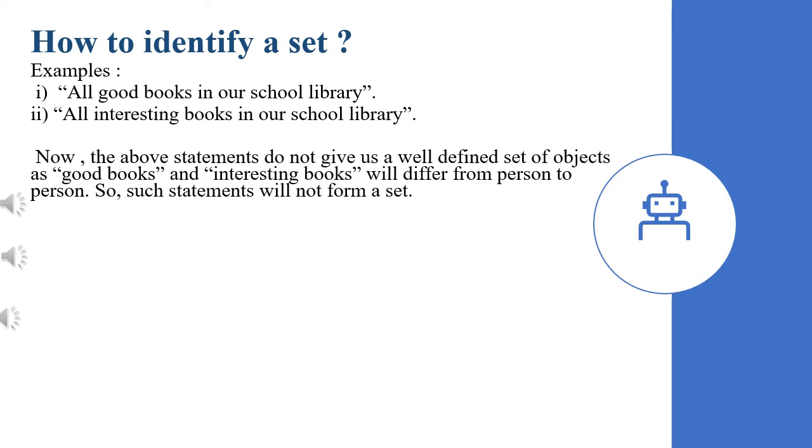Okay, but if I tell you planets in our solar system, we know our planets, it's a fixed set, right? Or if I tell you the colors in the rainbow, we know there are 7 colors, right, VIBGYOR? So it is a fixed set. So now you know how to identify a set.